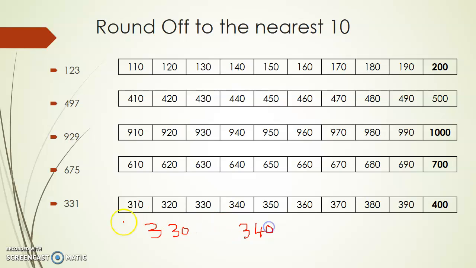Right? We look for the digit in the ones place. The ones place is 1. 1 is less than 5. Rounding off will give you 330.